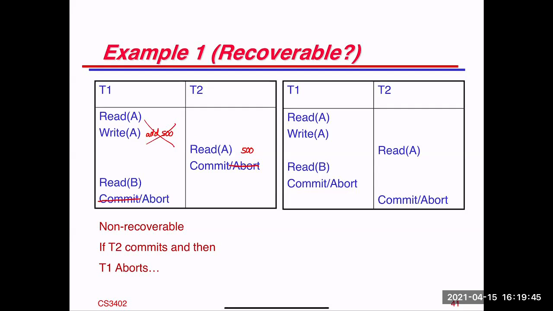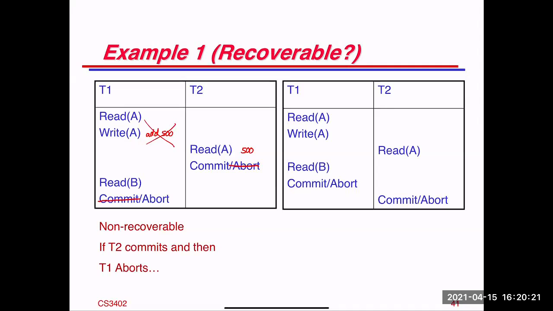Well, if you recall the definition, a schedule needs to be recoverable. If you look at these transactions T1 and T2, whenever T2 reads an item that was written by the other transaction, then we need to make sure that the other transaction commits before this transaction here. Okay, so we would need to reverse the order of these two commits here, or commit and abort here, then we're fine.